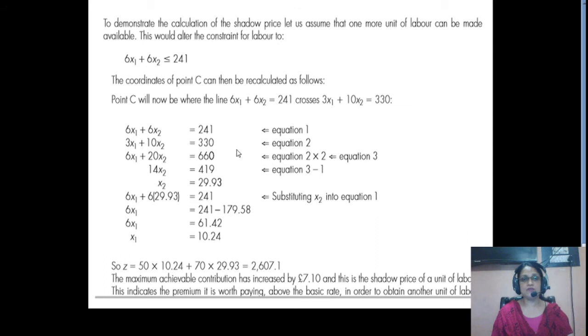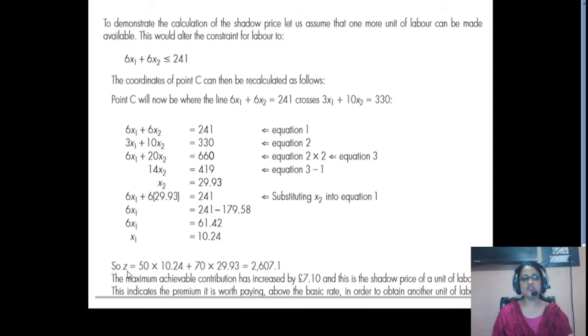What we are doing is multiplying equation 2 by 2, because we are solving the simultaneous equations by cross multiplication. So this second equation when multiplied by 2 will give you 6x1, so it will cancel out. So the resultant will be what? X2 will be 29.93, right? You can see the value of x2 has changed. By putting this value, we can find out the value of x1, which will come out as 10.24, right?